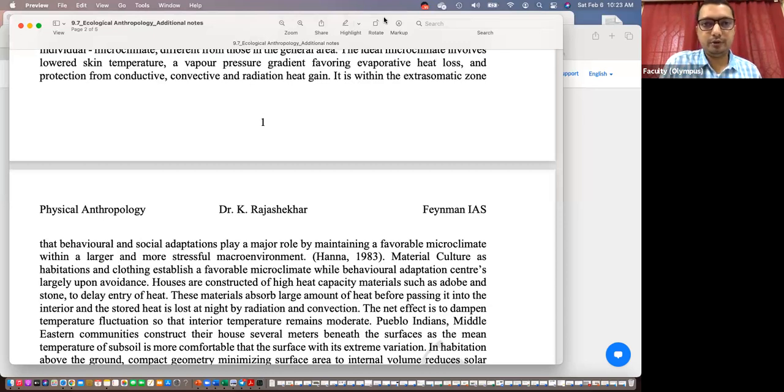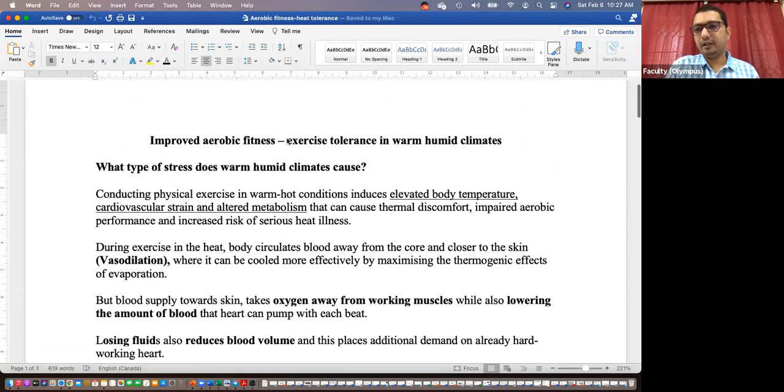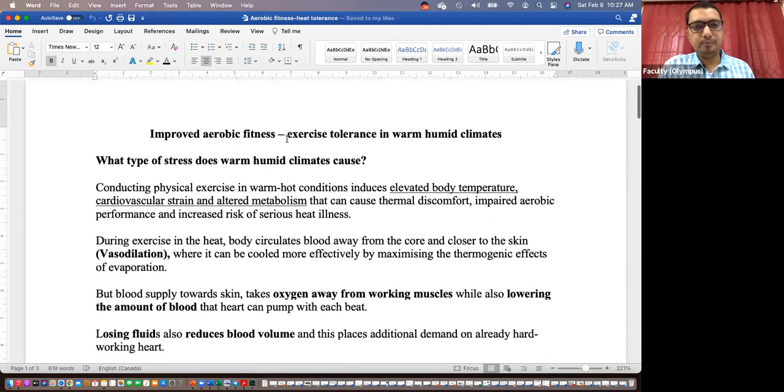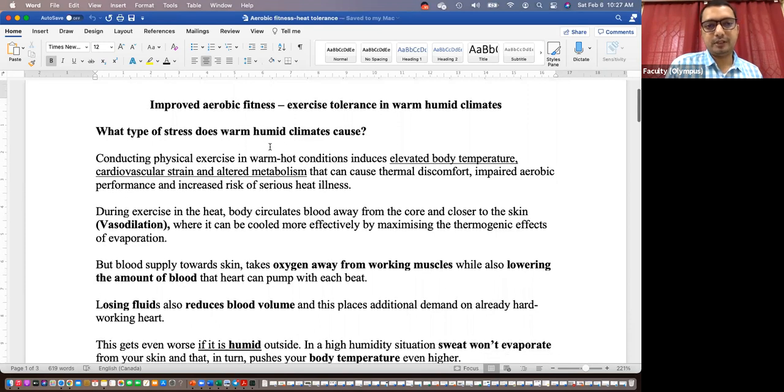Okay, for that, I'm going to show you. I'm going to share this with you as well. I've collected a brief idea from various articles on improved aerobic fitness and exercise tolerance in warm, humid climates. So first you discuss what are the different types of stress warm, humid climates actually cause.